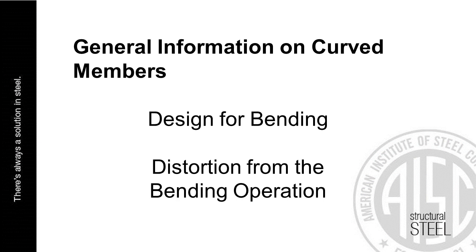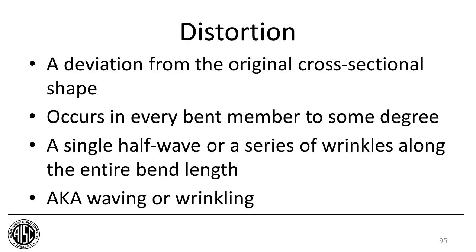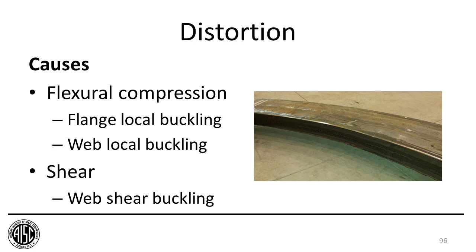All right, let's talk about distortion during the bending operation. And we'll talk about what to do with what we're going to learn today at the very beginning of next session. But distortion is any deviation from the cross-sectional shape of the original member. It occurs in every member to some degree because any initial imperfections from the mill get amplified during the bending process. It can be in a single half wave, a series of wrinkles along the entire bending length, and it's also called waving or wrinkling. That terminology is primarily used by the bender rollers.